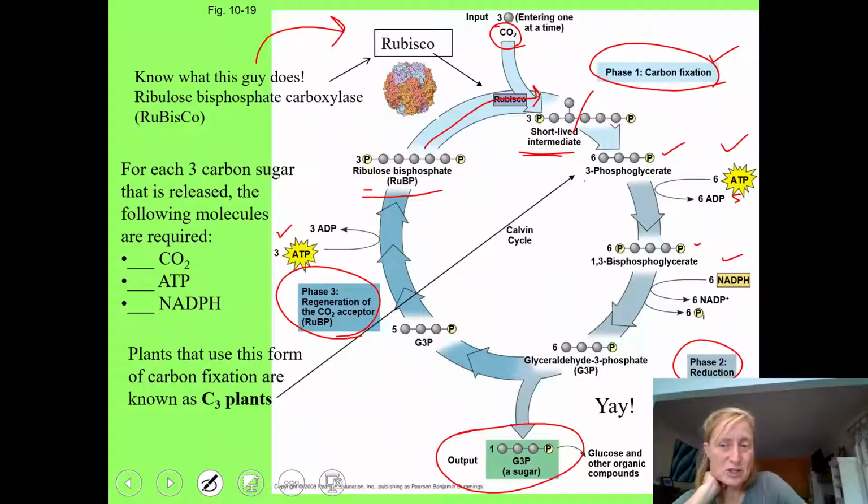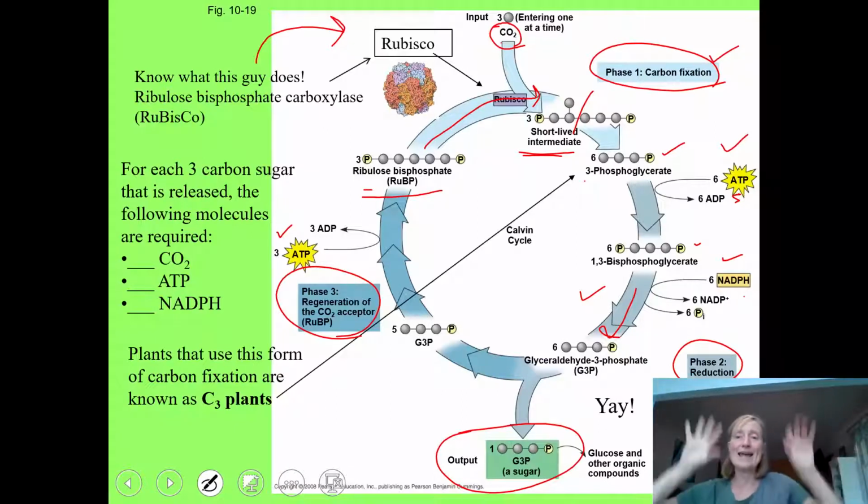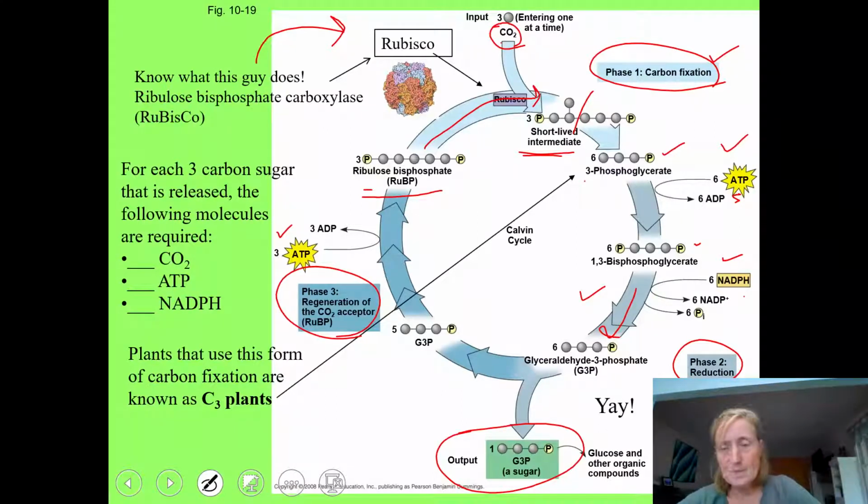Now we move into phase 2. Now we make the sugar. This is the redox reaction that we see. In this redox reaction right here, NADPH is being oxidized. It donates electrons to 1,3-bisphosphoglycerate, and we make something called glyceraldehyde 3-phosphate. That's a sugar. Yay! Confetti, okay?